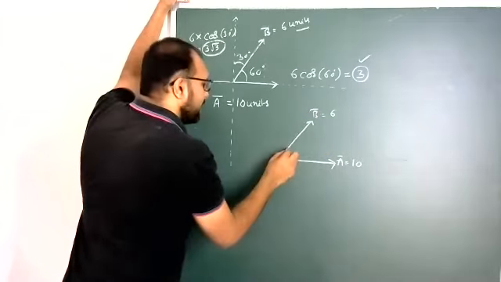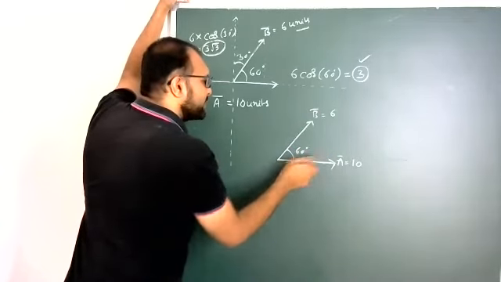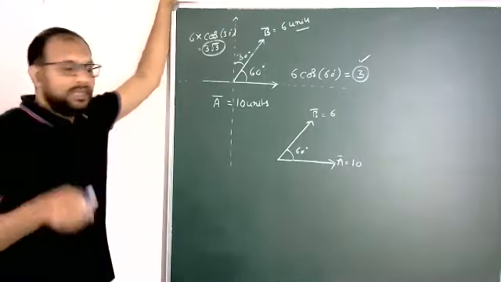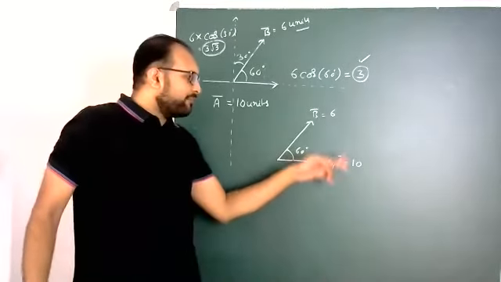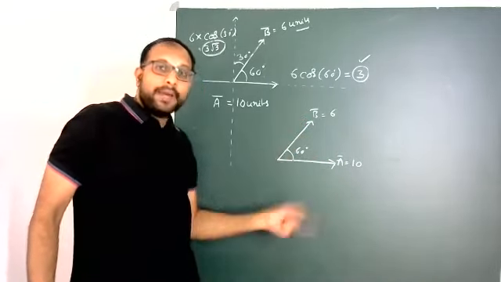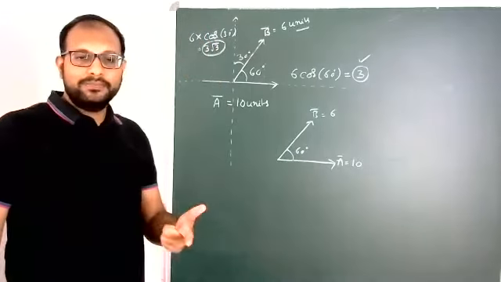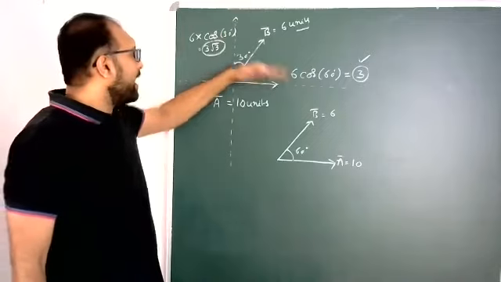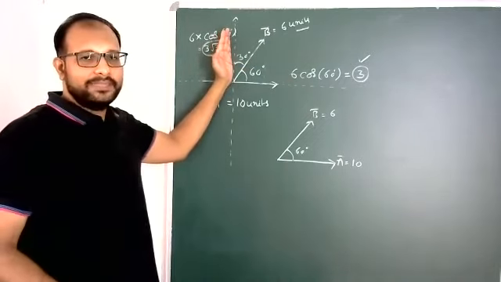Magnitude 6, direction 60 degrees with A bar. Now our target is the component of A bar along B bar and perpendicular to B bar. This is another one: here, the component of B bar along A and perpendicular to A. Completed.